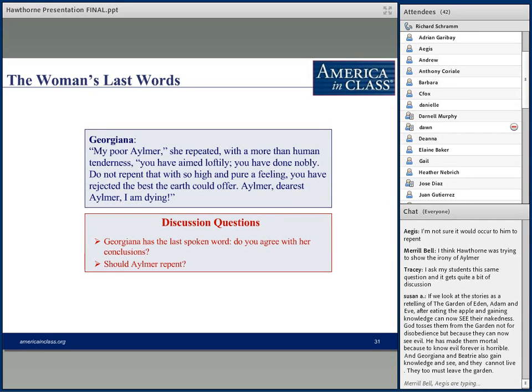Another comment from Susan: if we look at the stories as a retelling of the Garden of Eden, Adam and Eve, after eating the apple and gaining knowledge, can now see their nakedness. God tosses them from the garden, not for disobedience, but because they can now see evil. He has made them mortal, because to know evil forever is horrible. And Georgiana and Beatrice also gain knowledge and see that they cannot live. They too must leave the garden. Interesting interpretation.